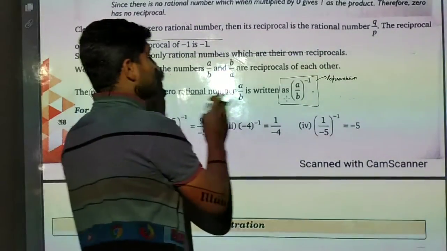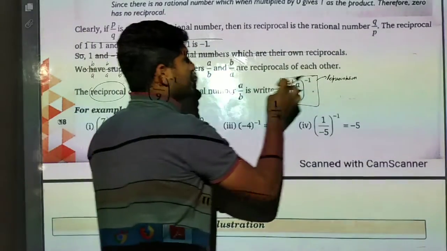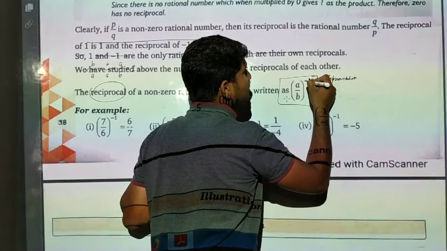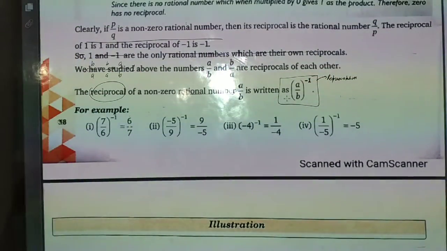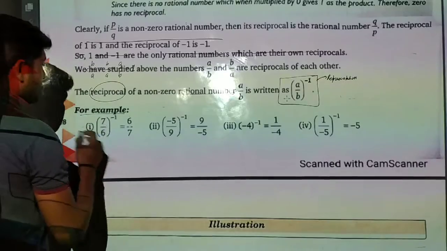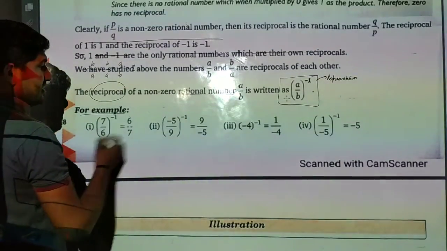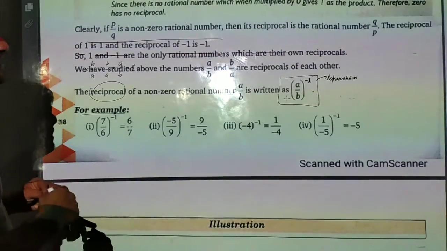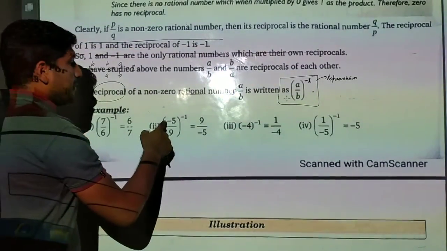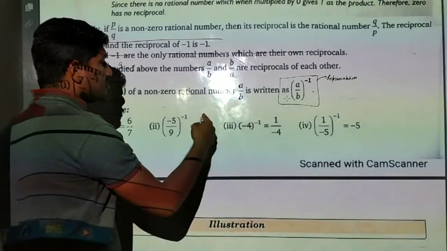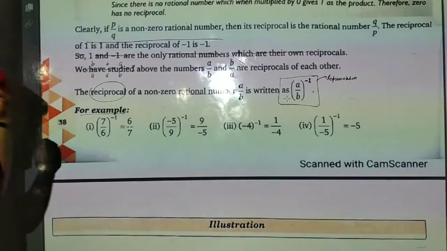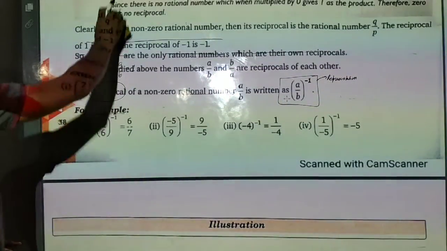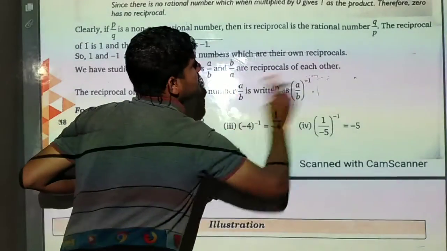अगर हमें a by b के rational number की reciprocal को राइट करना है तो हम उसको क्या लिखेंगे? a by b की पावर minus 1. जैसे फॉर एग्जाम्पल 7 by 6 की पावर minus 1, तो क्या आएगा हमारा ये 6 by 7. हमने इसको उल्टा कर देना है. ठीक है. जैसे ही माइनस 5 by 9 की पावर minus 1 है, तो ये हमारा 9 by minus 5 हो जाएगा. So these are examples of the reciprocal of rational numbers.